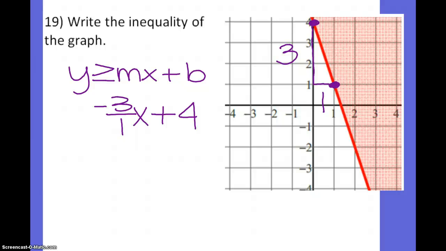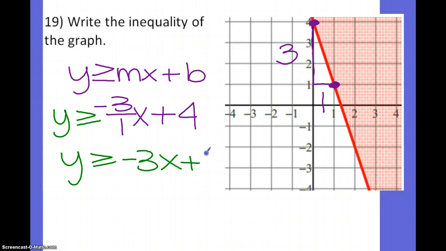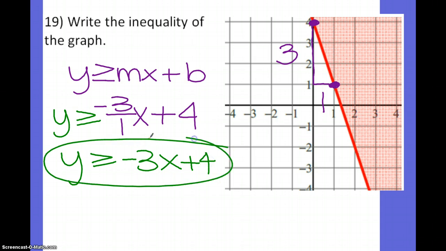Alright, this video is going to cover 19 to 24, and we were pretty much done with 19. You have y is greater than or equal to. The equal to is because it's a solid line, and the negative 3 over 1 is the slope, and 4 is the y-intercept. Negative 3 over 1, though, is the same as just negative 3. So our final answer is y is greater than or equal to negative 3x plus 4.